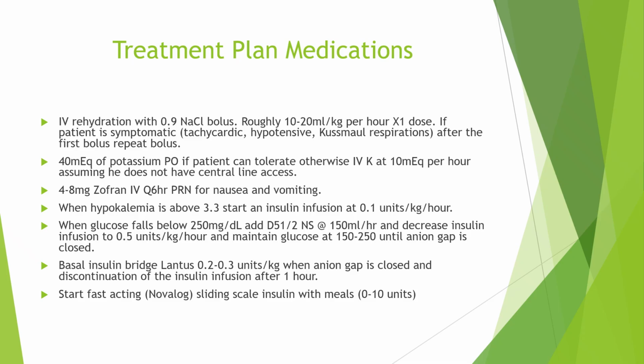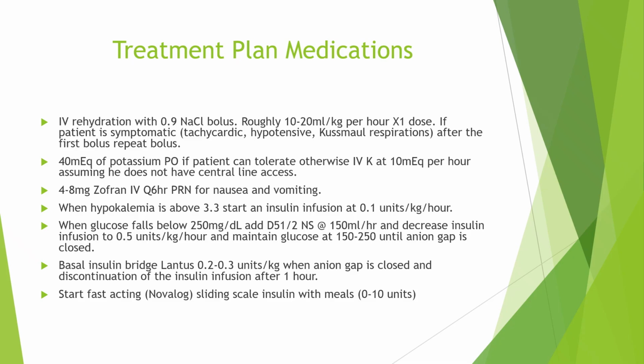Once the gap is closed, this is when you're going to bridge the patient off of the insulin drip. So you're going to have a basal insulin bridge of Lantus. And this is going to be 0.2 to 0.3 units per kilogram. Like I said, when the anion gap is closed. And typically, you don't want to do this until the patient is able to eat a meal. So you would want to give the Lantus, wait about an hour, and then feed the patient, give them sliding scale at the same time when you turn that insulin drip off.